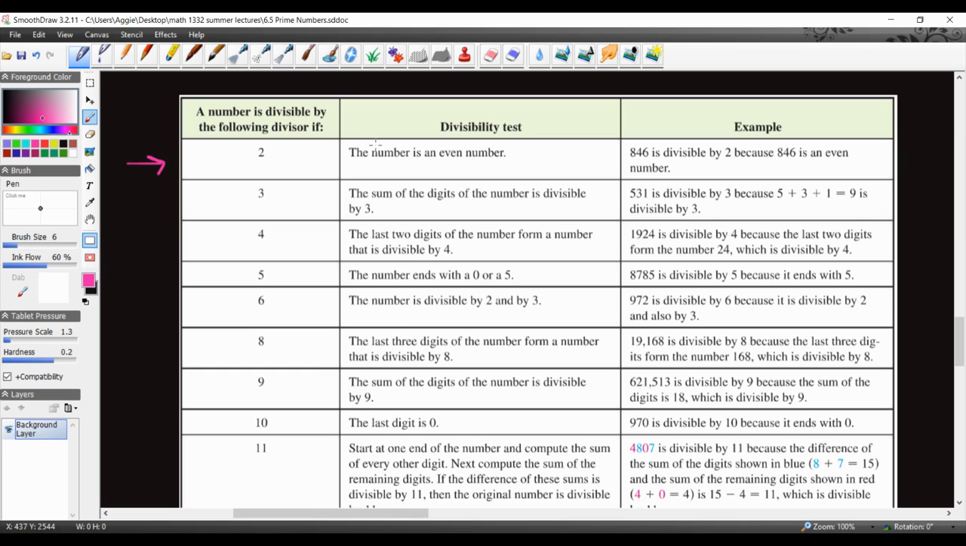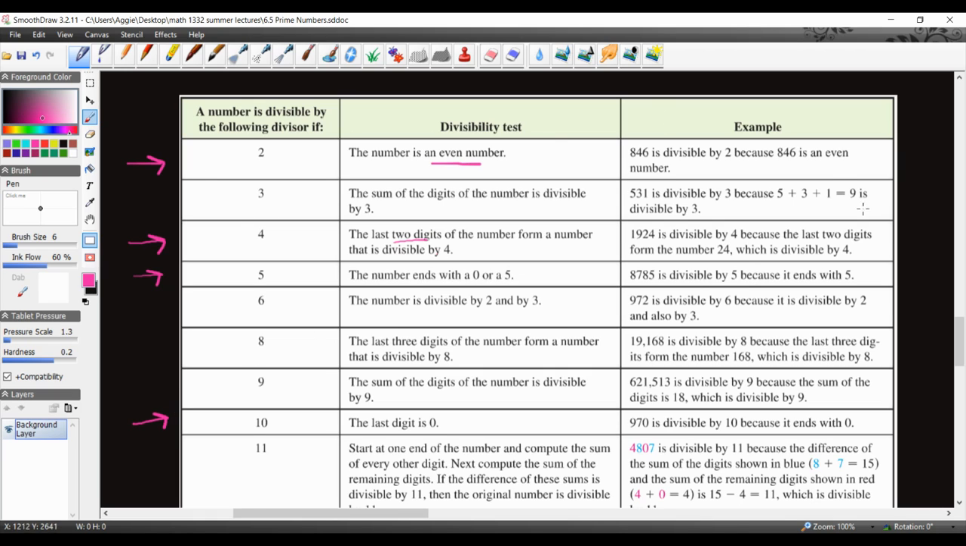For instance, 2, if it's an even number, we already talked about that. 4 is similar to this one. This one has to do with the last, I believe, 2 digits. So if the last 2 digits are divisible by 4, then the whole number is divisible by 4. 5 is if it ends with a 0 or a 5, which is 5, 10, 15, 20, pretty self-explanatory. 10 is if it goes in 10, so it has to end with a 0.